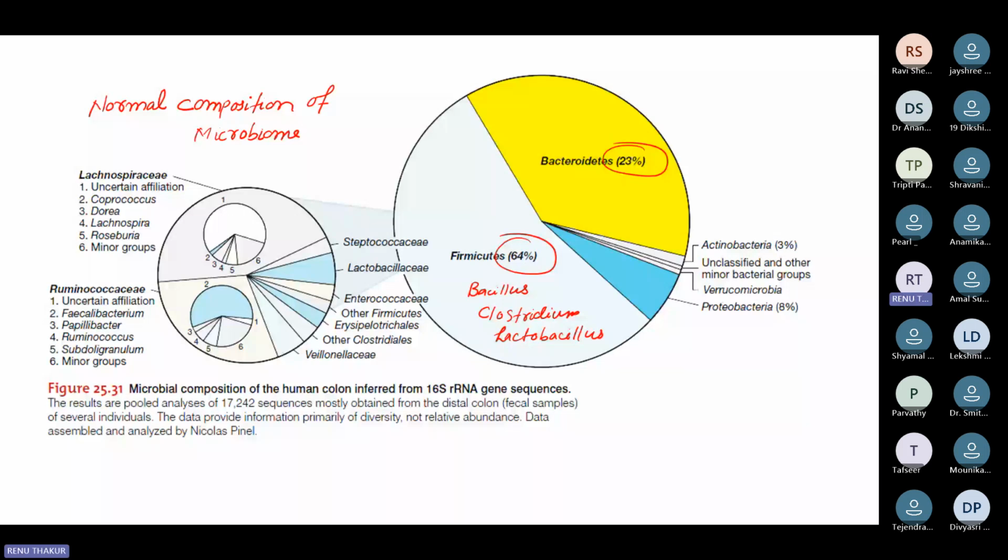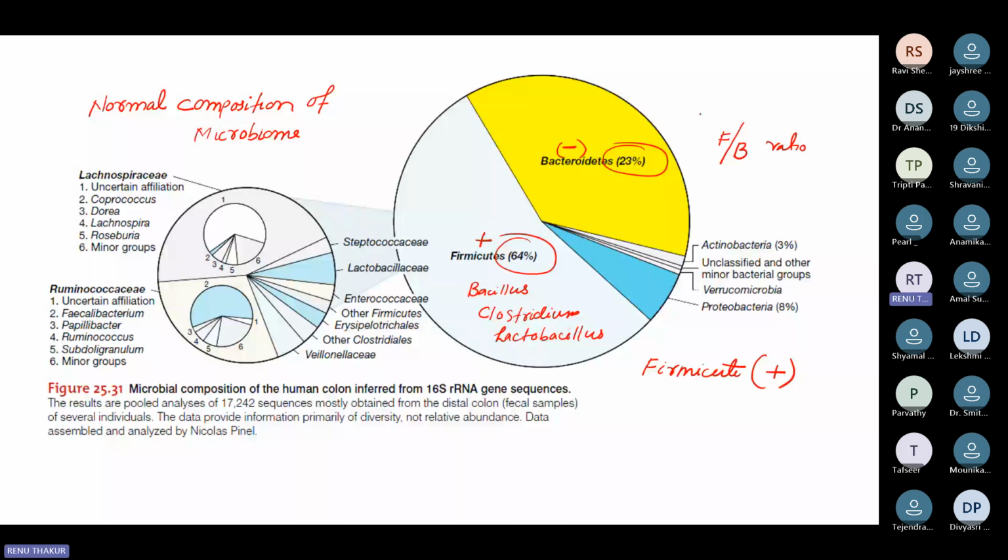Now, 23% is the bacteroidetes. Bacteroidetes are gram negative. You have to remember that firmicutes are gram positive and bacteroidetes are gram negative. This basic comparison you should know. Now the ratio of firmicutes to bacteroidetes is of great importance from a medical perspective.